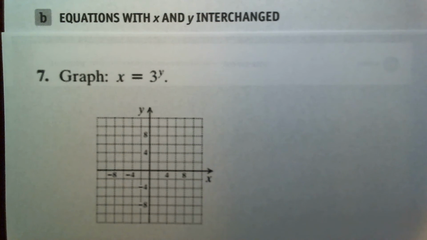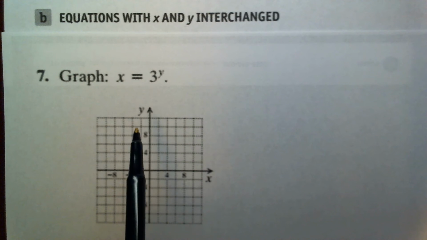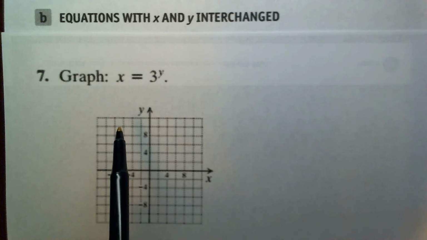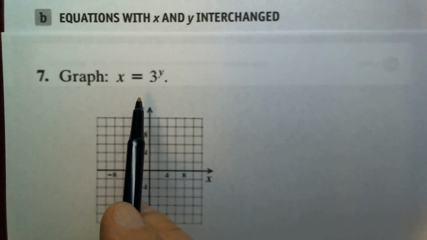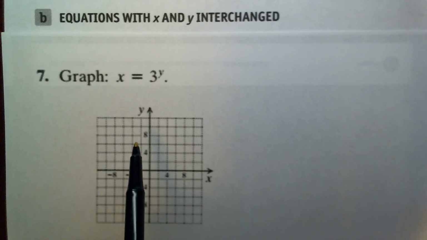Next, we will be looking at equations with x and y interchanged. For example, when we look at number 7, graph x equals 3 to the y, it is similar to previous examples, y equals 3 to the x. But now we exchange x and y, and so we do the same thing. We create a table of values, and then we plot the points, and then we create the graph.